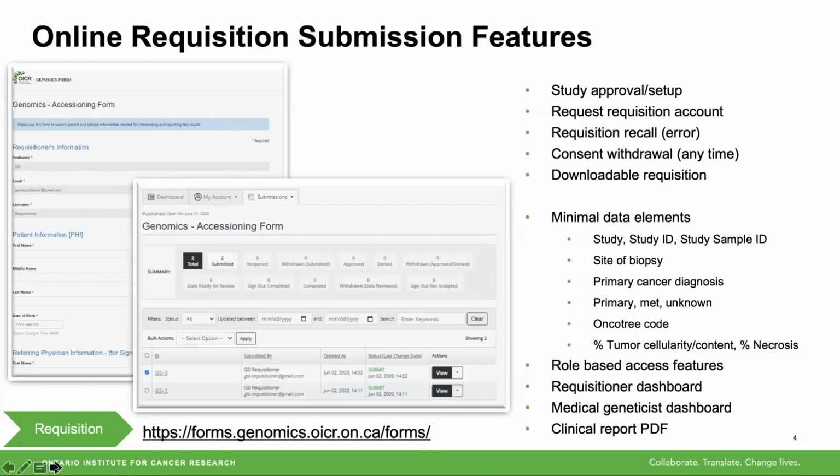We collect minimal data elements, including things such as study and study ID, study sample ID, site of biopsy, cancer diagnosis, and we use standardized OncoTree codes for tracking tumor information. This system has role-based access, so there are dashboards for requisitioners versus medical geneticists, and you can also download the clinical report if your role permits that utilization. Thank you. Next.